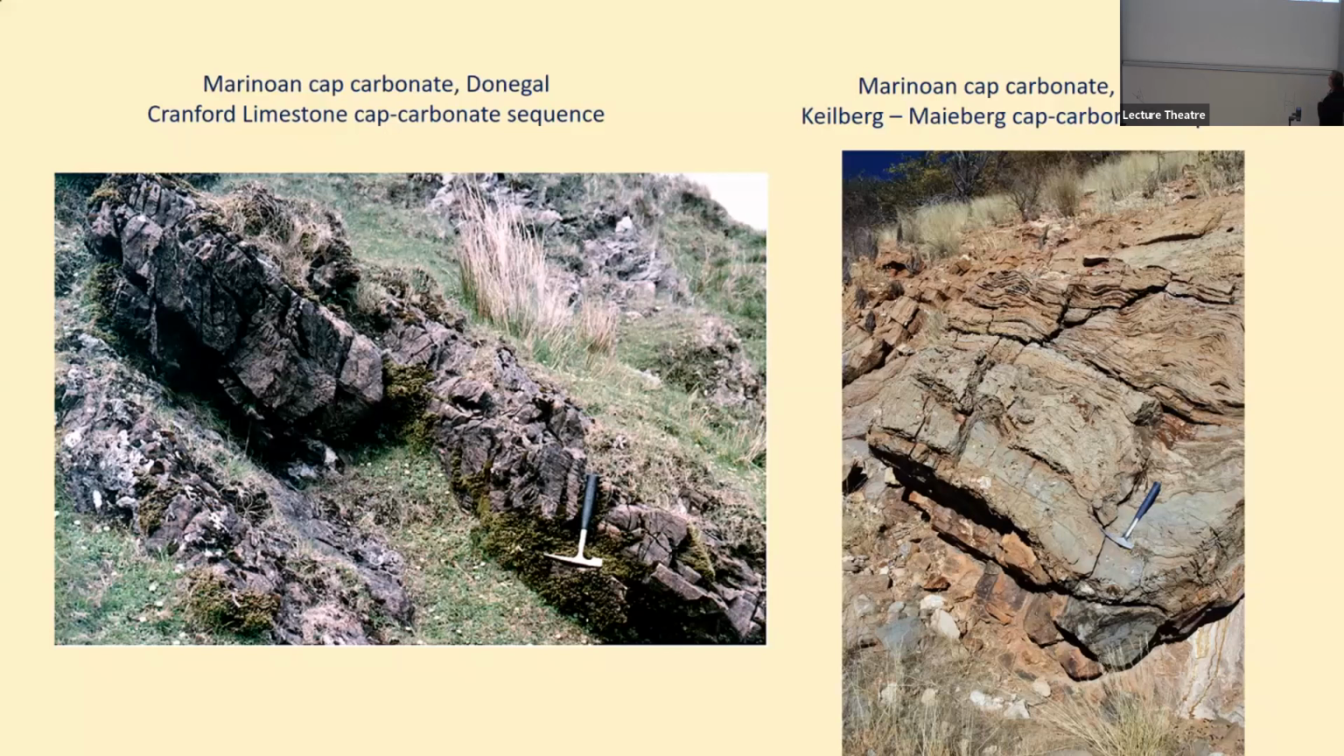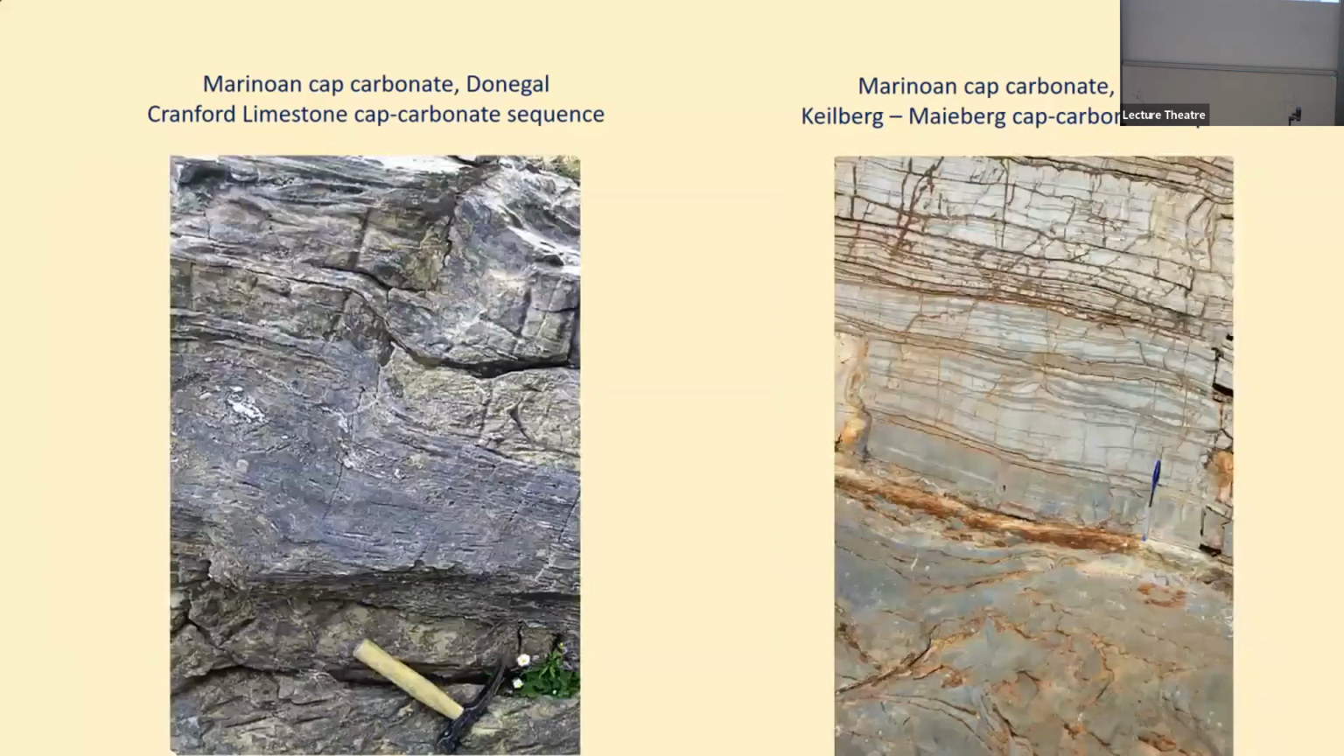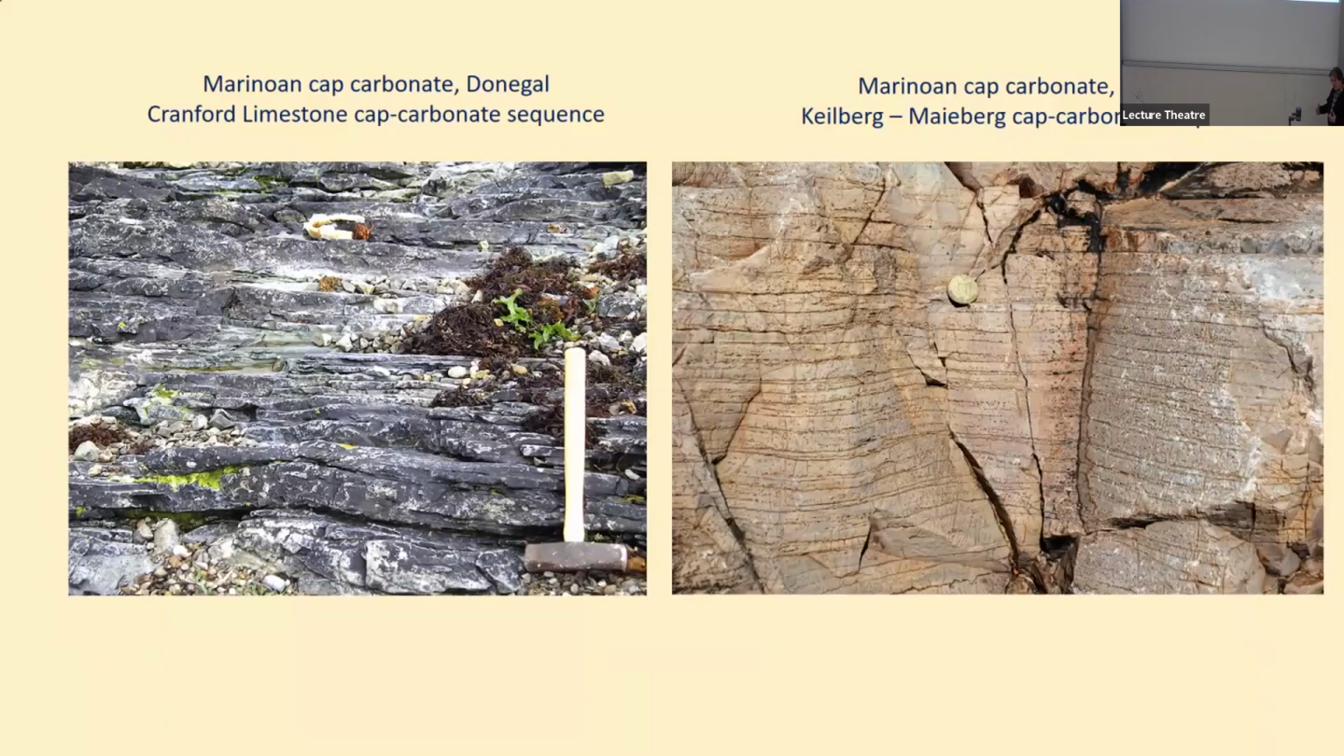On the left is the Loch Swilly cap carbonate. Sorry, the Donegal cap carbonate. On the right is the Maranoan. The very first deposit of a cap carbonate is this isopachous, cemented and sheet-cracked dolostone. It gives way upward into these laminites and rhythmites, and then into these thin-bedded allodapic limestones. This is the world over. This is Donegal. This is Namibia.